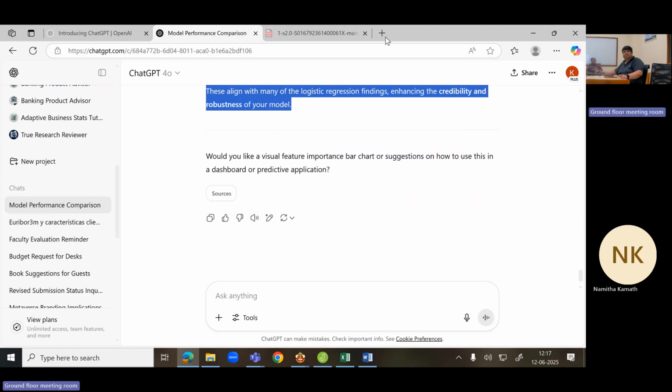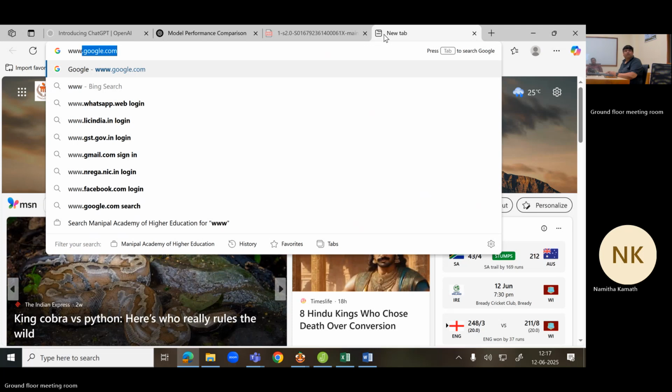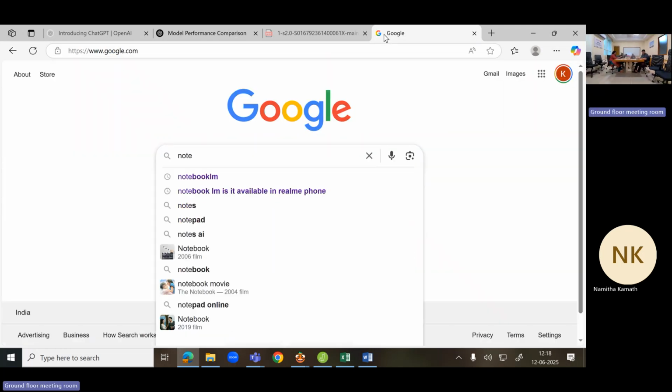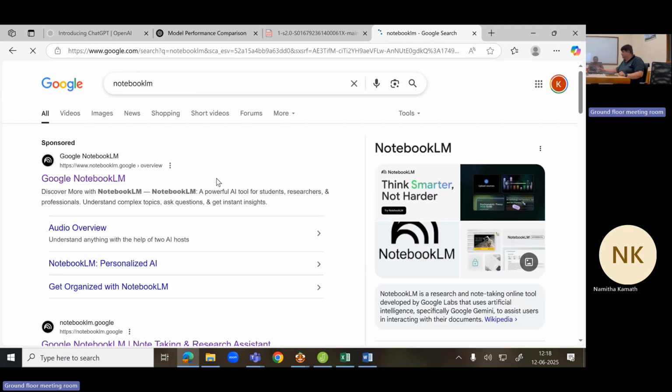Copy this. There's something I have told you already, yes. But I would like to demonstrate one key feature for you: NotebookLM.